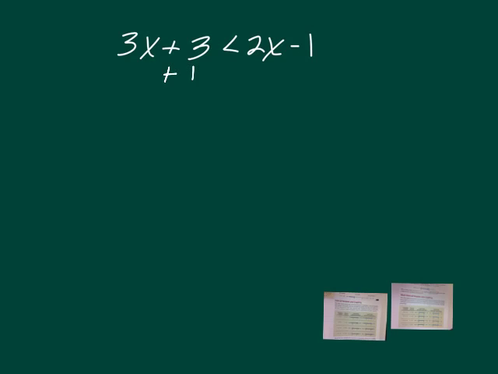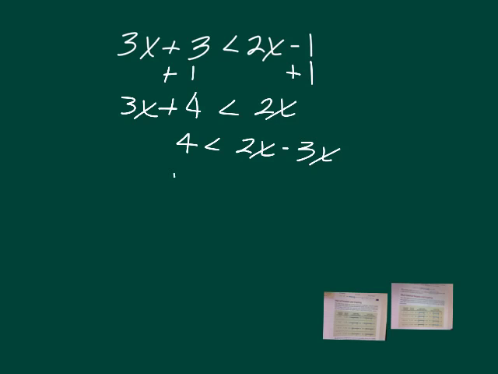Plus 1 here and plus 1 here. That gives me 3x plus 4 is less than 2x. Now what? Which gives me 4 is less than negative x. Is that very pretty? No, it's not. I can divide both sides by negative 1, switch the sign around, and change everything.